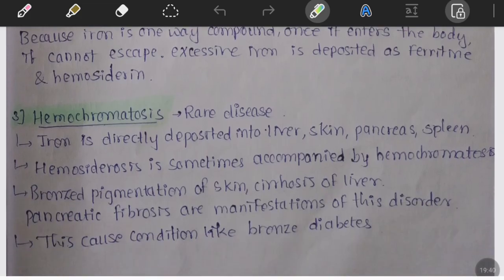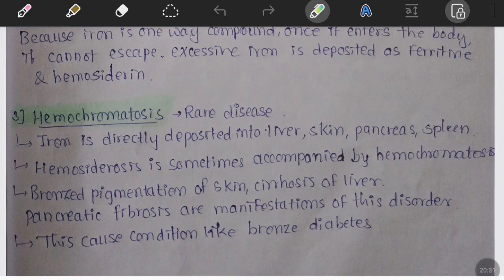Next, we will see the second condition, hemochromatosis. Unlike hemosiderosis, it is usually a rare inherited disorder in which excessive iron is absorbed from the intestine. The excess iron gets deposited in many organs like the liver, skin, pancreas, heart, and spleen. Now think about what happens. The iron damages these organs. The liver develops cirrhosis. The pancreas becomes fibrous, leading to diabetes. The skin develops bronze pigmentation, and this combined gives rise to the famous term bronze diabetes. This is a favorite university exam question.